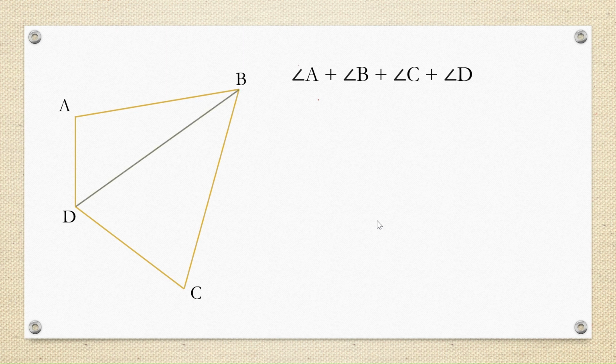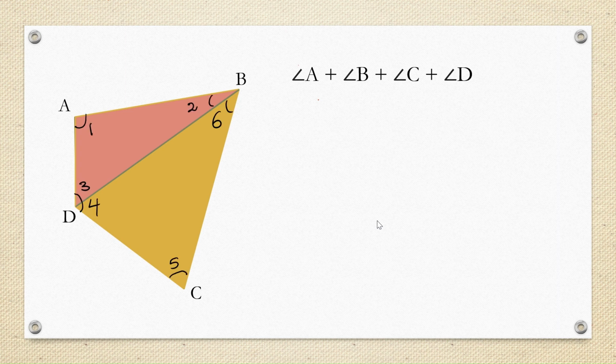On drawing the diagonal, we can see that the quadrilateral has got divided into two triangles. One is ABD and the other one is BCD. And at the vertices where we have drawn this diagonal, the angle gets divided. Now marking these angles, we'll substitute these values for each angle of the quadrilateral.